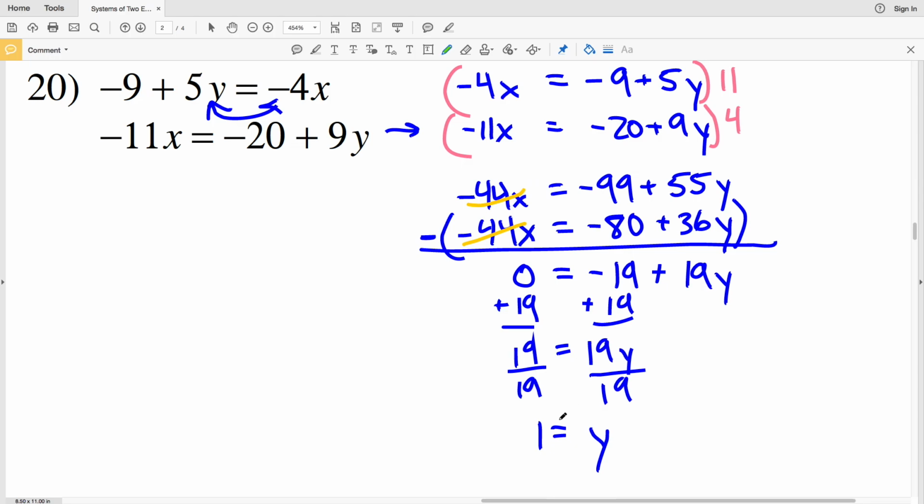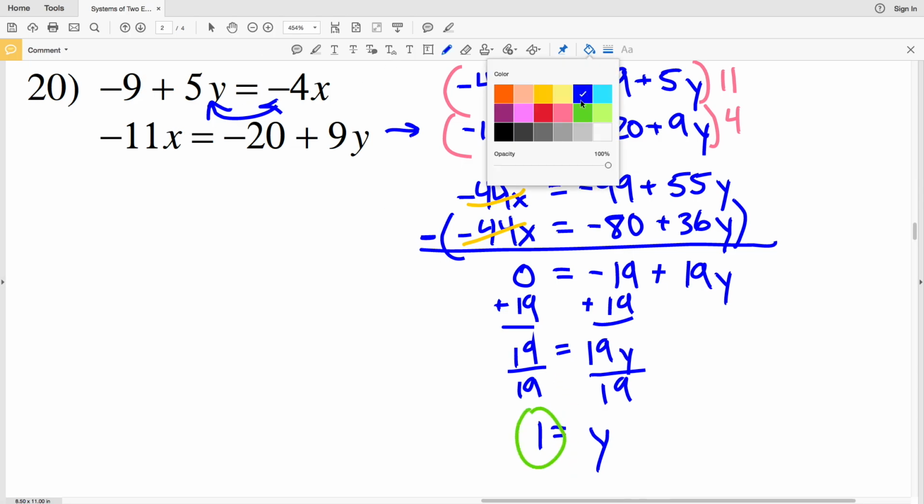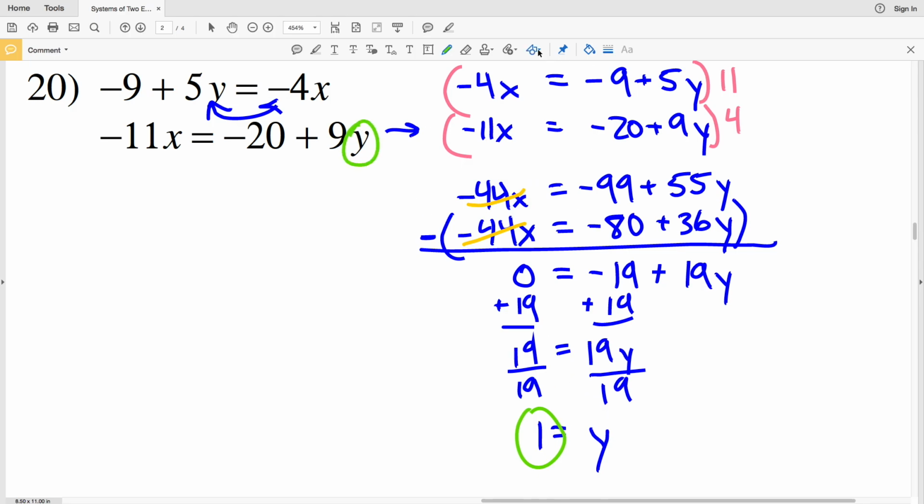So if 1 is equal to y, I'll take that value of 1 and plug it into any of my equations. So let's plug that 1, which is equal to y, into this bottom equation. So I'll have negative 11x equal to negative 20 plus 9 times 1, which is simply 9. So that's negative 11x equal to negative 20 plus 9, which is negative 11.